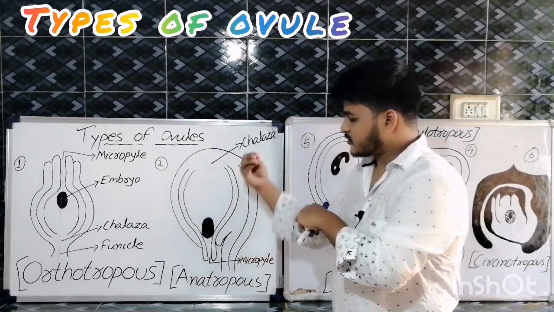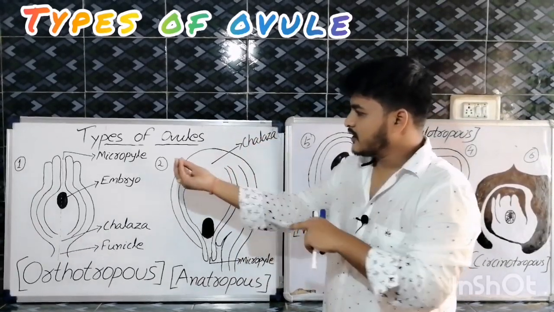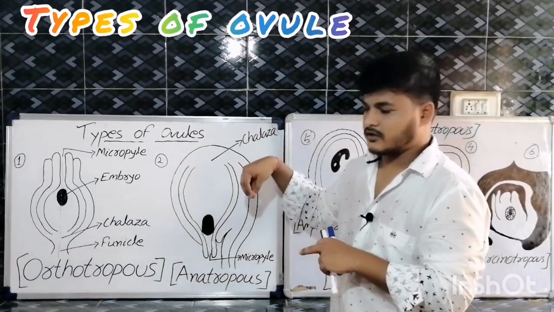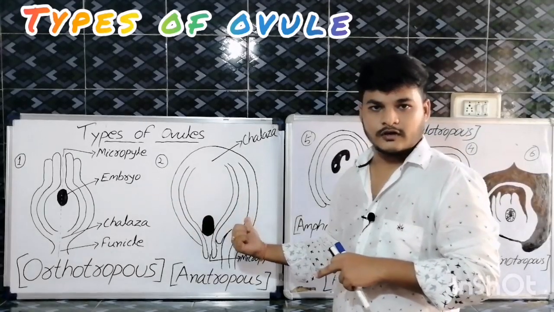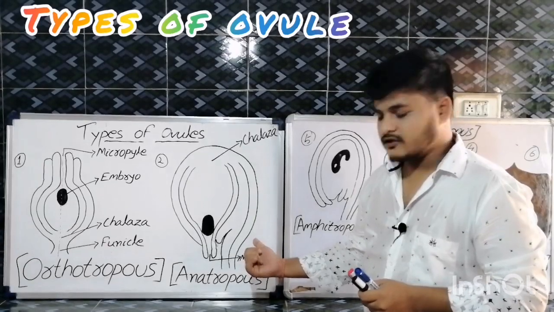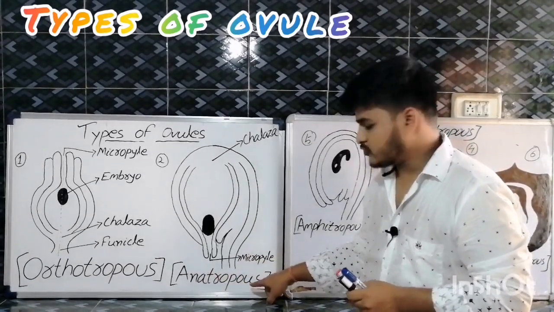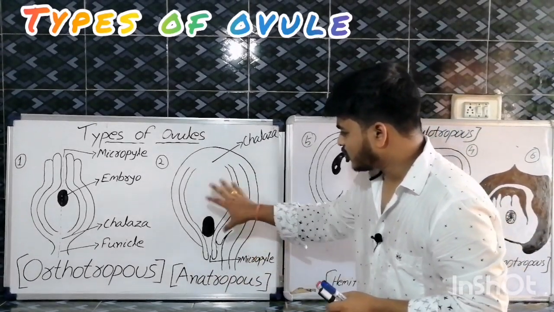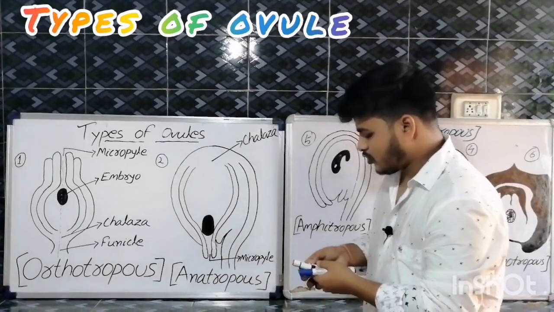But in the anatropous ovule, the structure is just the opposite. This is the upright ovule, this is the inverted ovule. So these are found in gymnosperms, these are found in angiosperms. In the anatropous ovule, the total structure is inverted and closely attached.